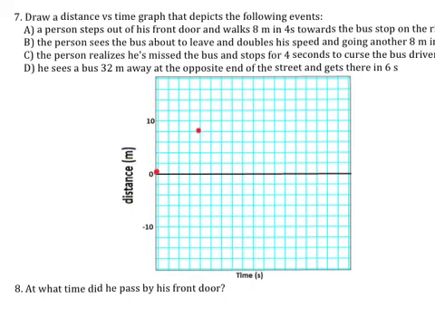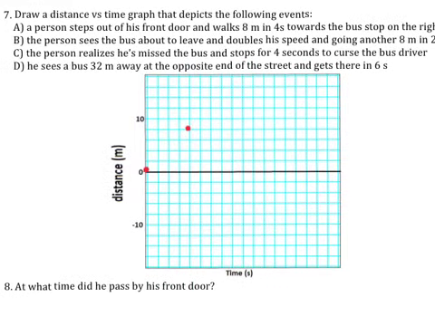The next thing that happens is the person sees the bus about to leave, doubles his speed, going another 8 meters in 2 seconds. So I'm going to go 2, 4, 6, 8 meters, and I'm going to go over 2 seconds, which I think puts me here-ish. Not very good with this stylus, I must say.